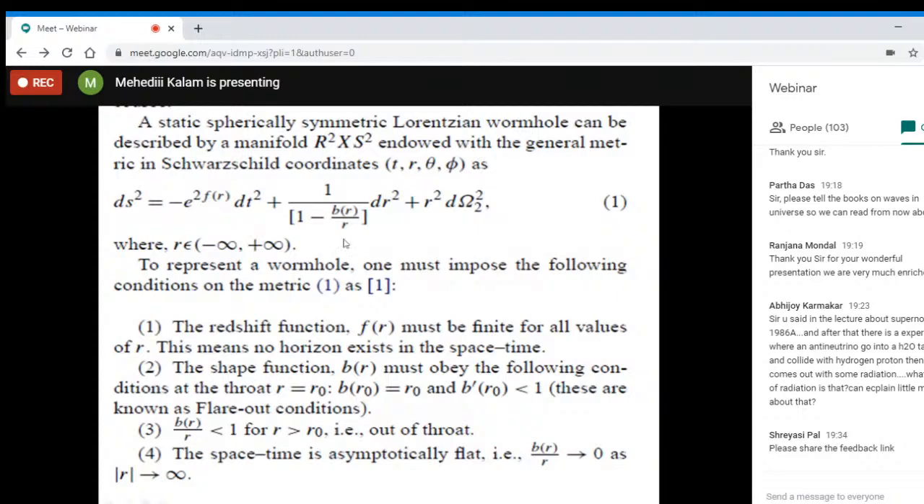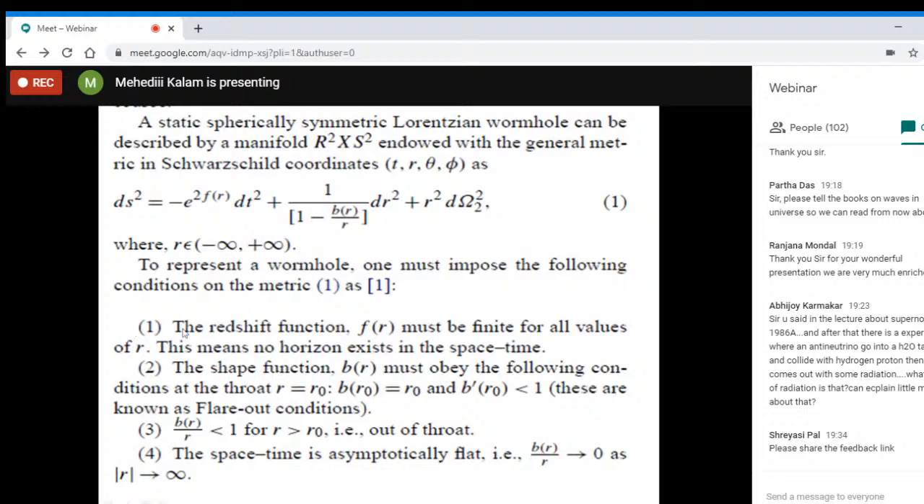Here we see this metric, and here this f(r) is very important. This is called the redshift function, and that must be finite. And this b(r) is the shape function. This b(r) is the most important part, because this shape function gives the particular structure of the wormhole. That's why it is called the shape function. To get the wormhole structure, we must obey these 4 conditions.